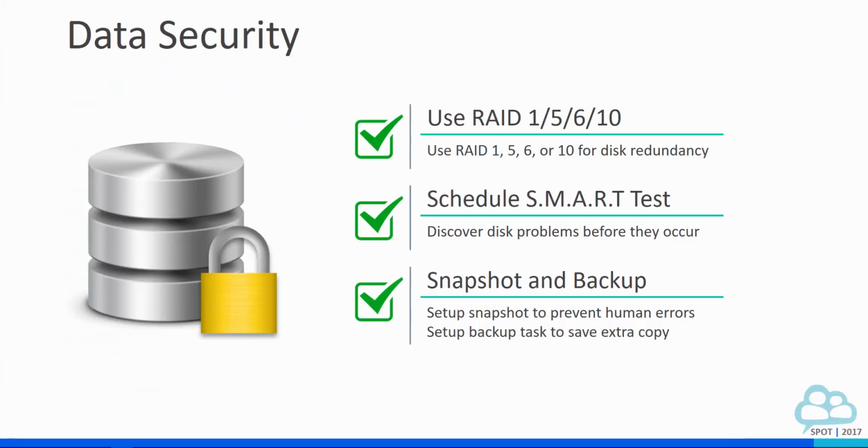Let's talk about data security. Most of our units will support RAID 1, 5, 6, or 10. You can choose whatever type of RAID you prefer. By having redundant hard drives, it makes sure that even when a drive fails, your data is not lost. Because remember, with hard drives, it's not a matter of whether or not they fail, it's just a matter of when they fail. I'll also show you how to schedule SMART testing to make sure that your hard drive health is monitored. After that, we'll get into snapshotting and backing up your system.